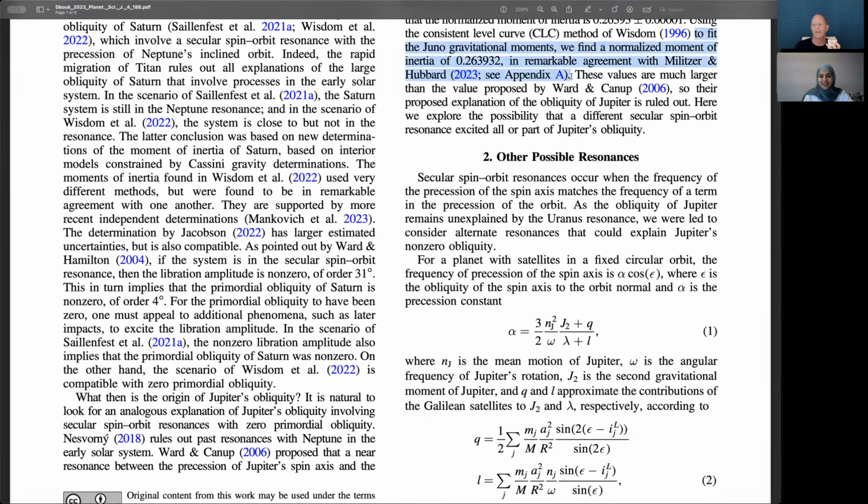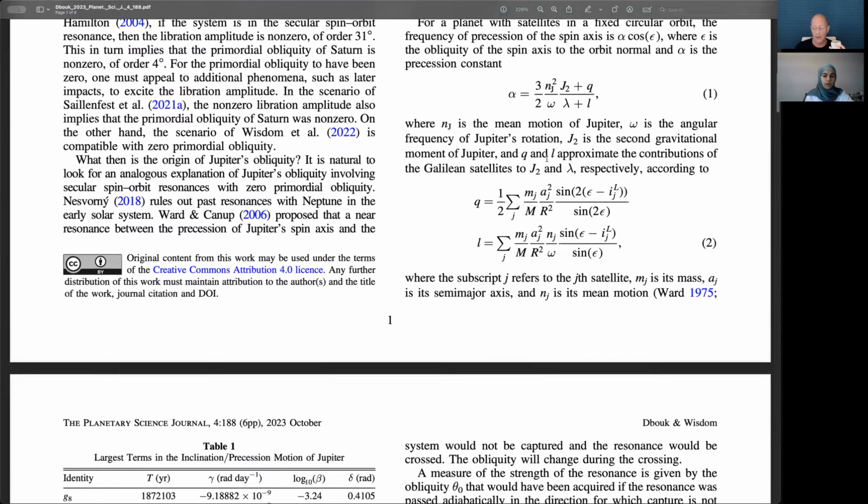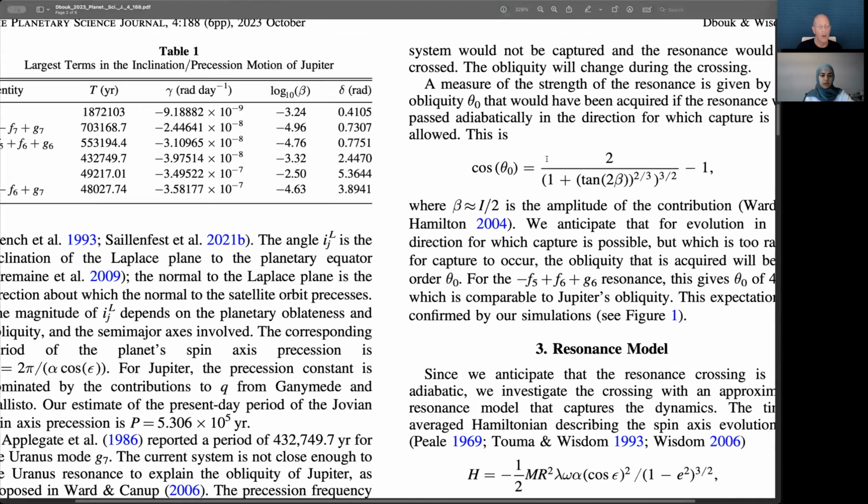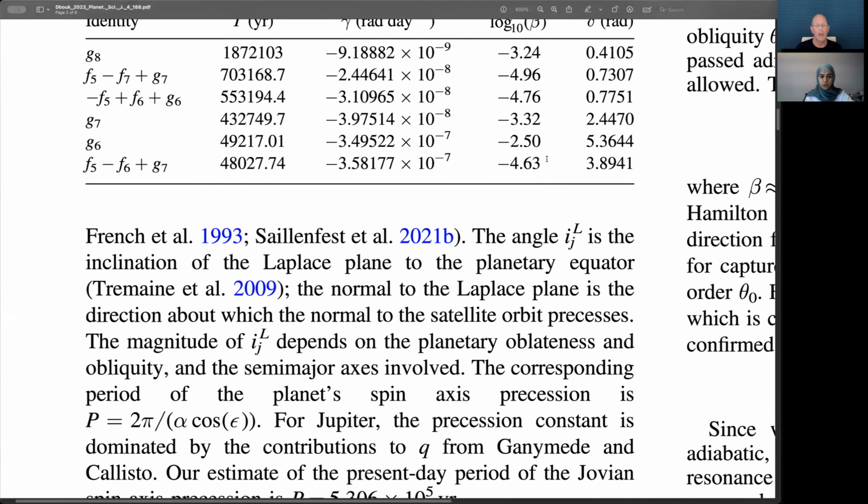And so with this new determination, we found out that the resonance with Uranus was actually something that could be encountered in the future, but not in the past. So it could not be the reason for Jupiter's obliquity. We needed a different resonance. So I guess we can go to table 1, where we show the frequencies of some of the inclination precession motions in Jupiter's orbit.